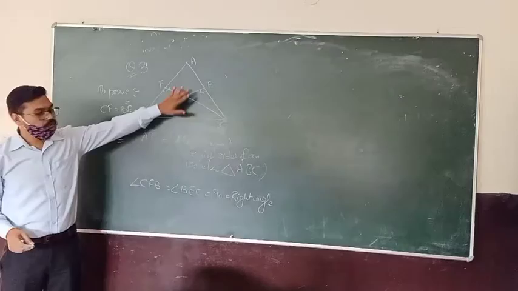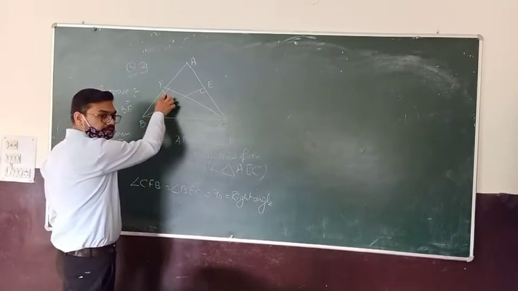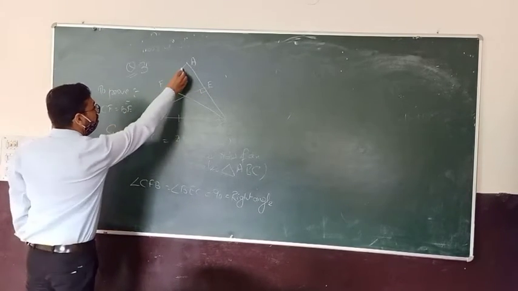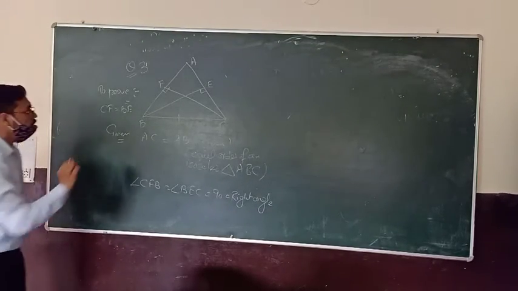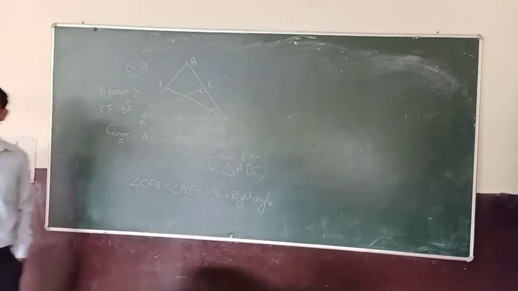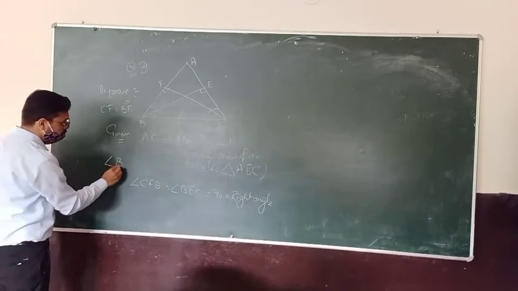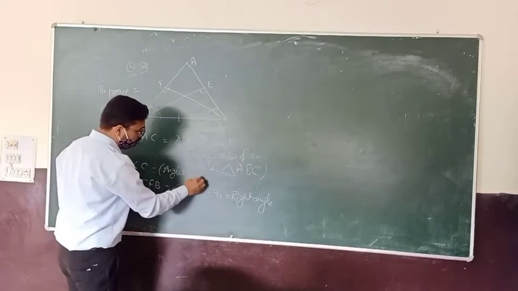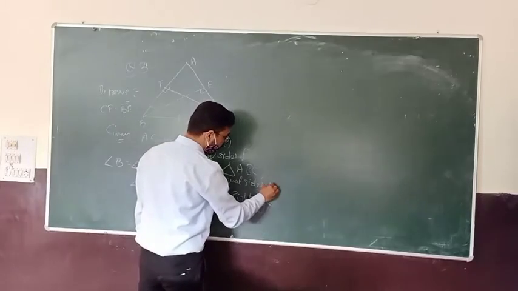You can prove CF is equal to BE if you prove that these two triangles are congruent. Now, this angle is 90 degrees, this angle is 90 degrees. This side is common. And AB is equal to AC. If AB is equal to AC, so you can say that angle B is equal to angle C. If AC is equal to AB, in the next line you can say angle B is equal to angle C. Angles opposite to equal sides are equal.